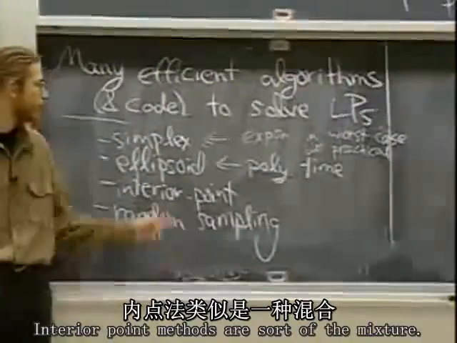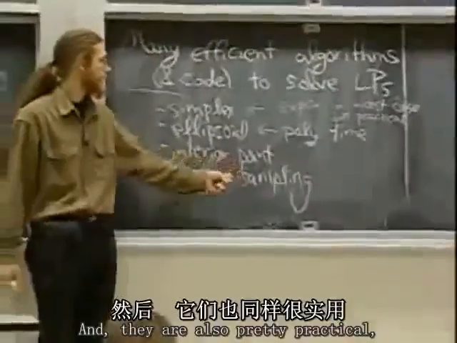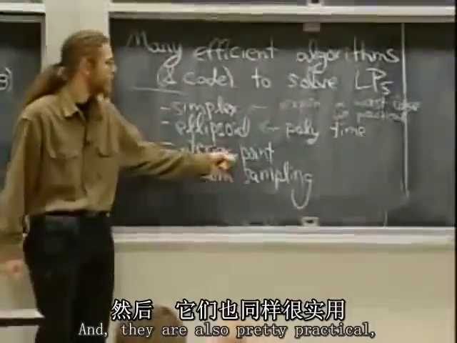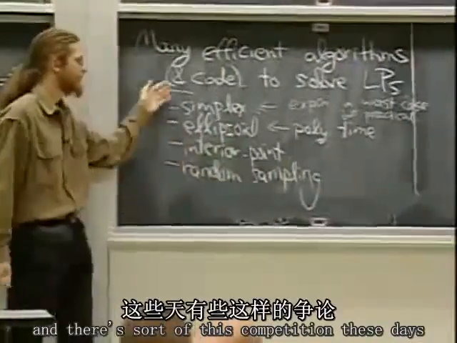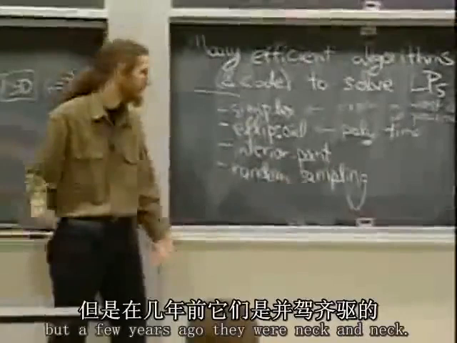Interior point methods are sort of the mixture. They run in polynomial time, you can guarantee that. And they're also pretty practical. And there's sort of this competition these days about whether simplex or interior point is better. And I don't know what it is today, but a few years ago they were neck and neck.